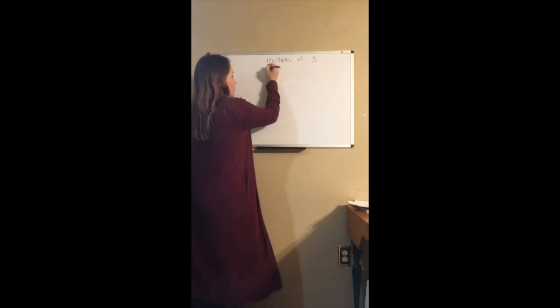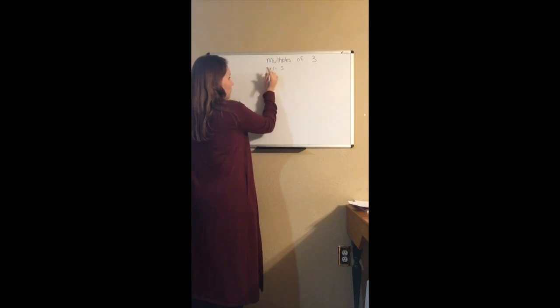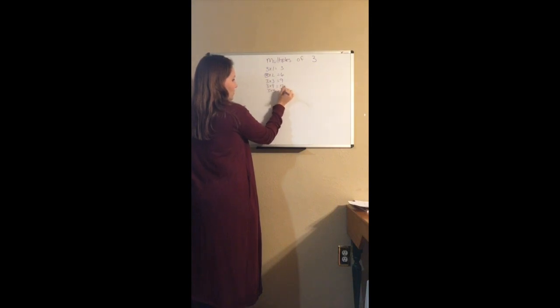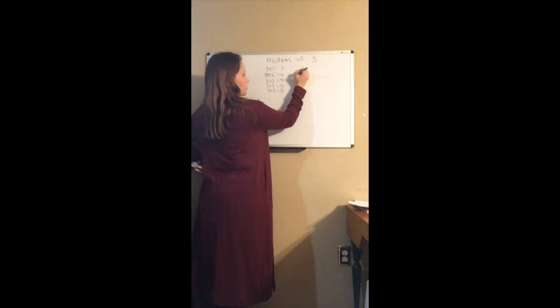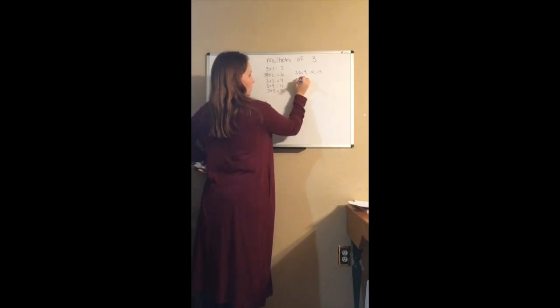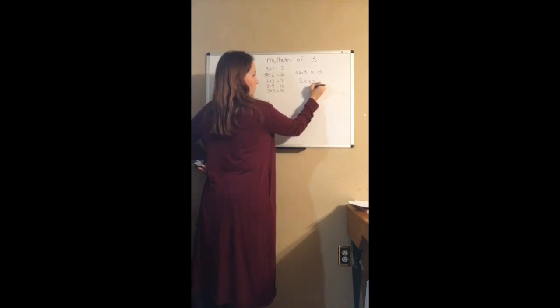So we can do 3 times 1, 3 times 2, 3 times 3, 3 times 4, 3 times 5. So that'll give me 5 multiples. So multiples of 3. These are all multiples of 3. This is a multiple of 3.